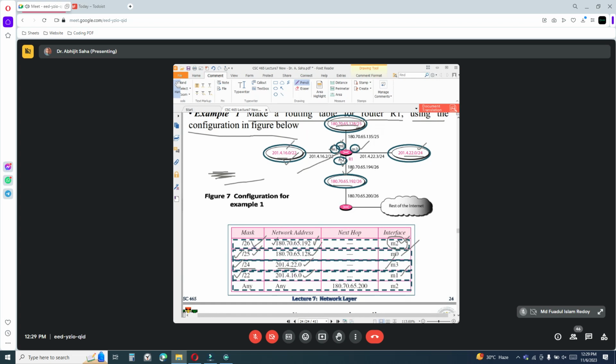And if it is not matching any one of them, then what is going to be done? Then the packet is sent using the default entry, which says any mask and any network address, because the router does not know them. It uses the next hop address 180.70.65.200, and that is sent through the M2 interface. Clear?